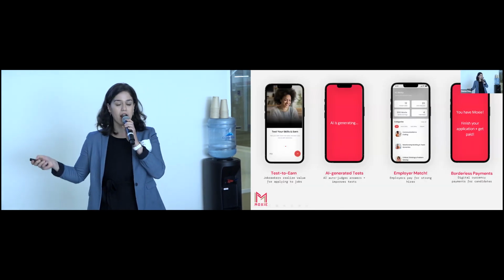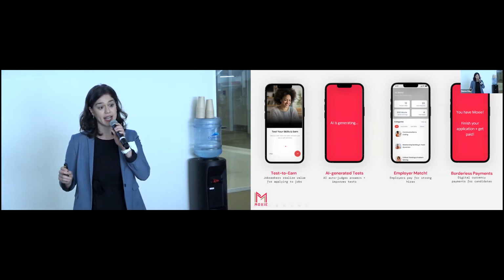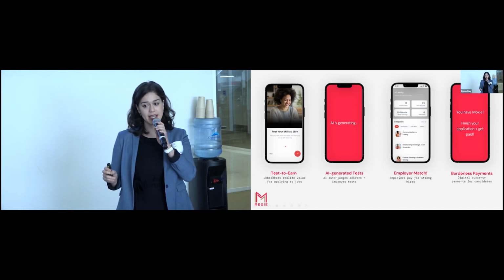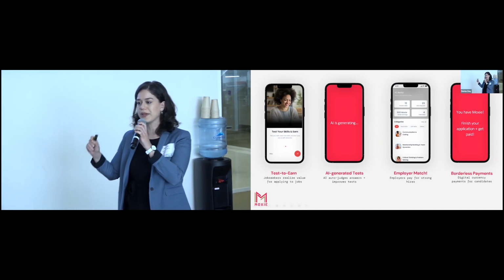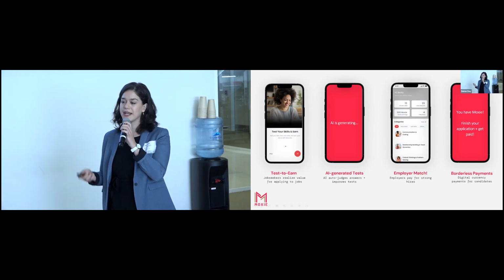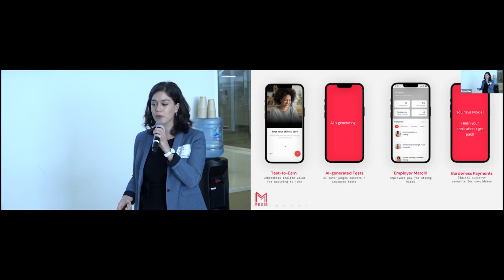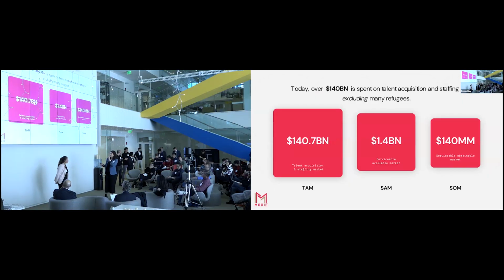So this is how we're going to do it. We're creating a test-to-earn platform that uses AI-generated tests to credibly validate candidates' soft and hard skills. Then we will be matching them with employers. The customer in our platform is the employer, who pays us a 20% fee for each match. And we're using borderless payments, so you can get paid from anywhere around the world. Now I'm going to pass it to Becky.